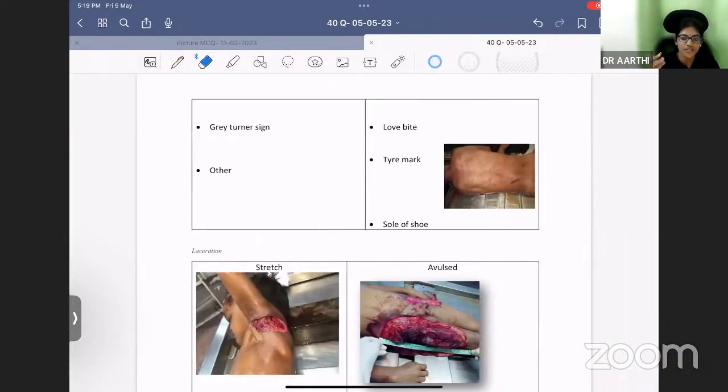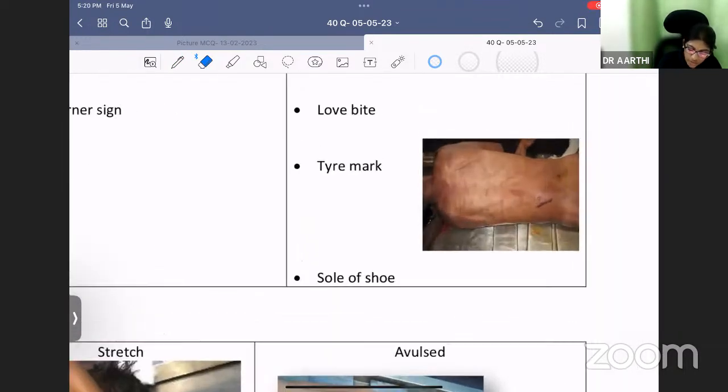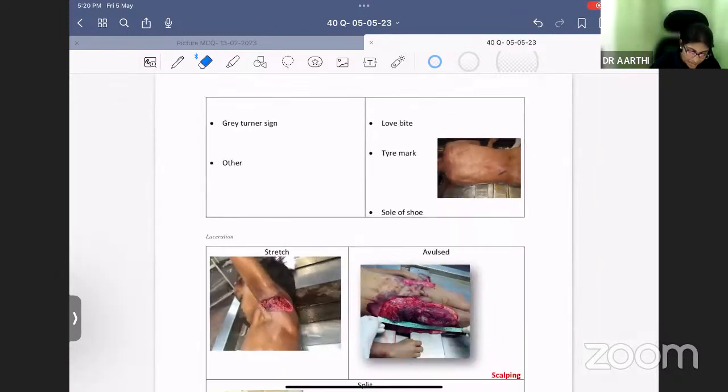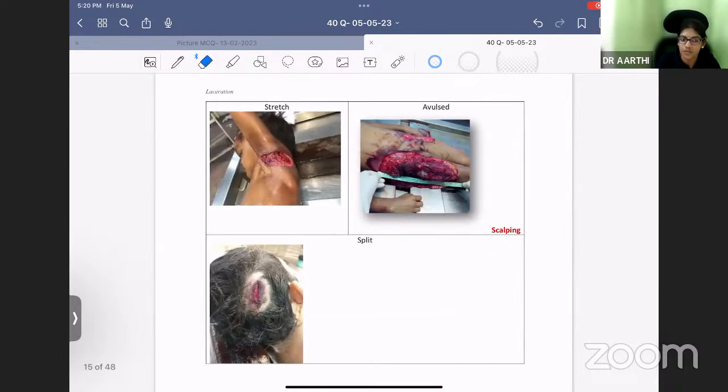Love bite is because of the suction effect. Tire mark is because of the tire; the marks on the tire will produce a mark like this. Okay. Lacerations, three types only. Stretch laceration because of overstretching. Avulsed laceration, heavy vehicle runover, right? Heavy vehicle runover can produce an avulsed laceration, where the skin just gets ripped off.